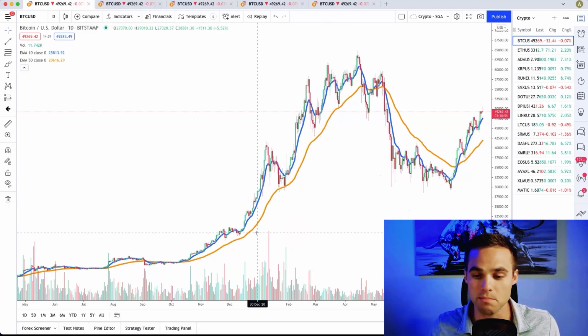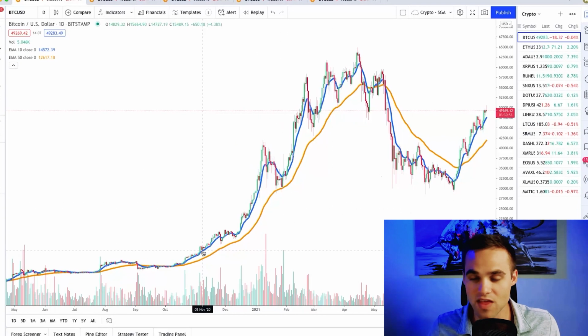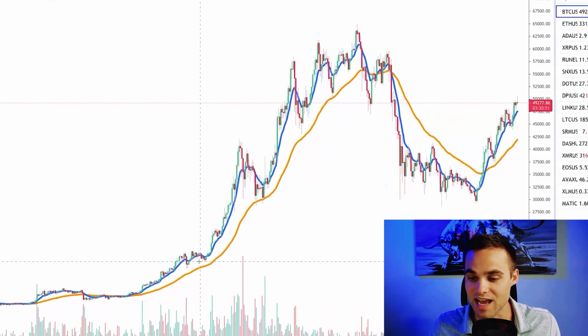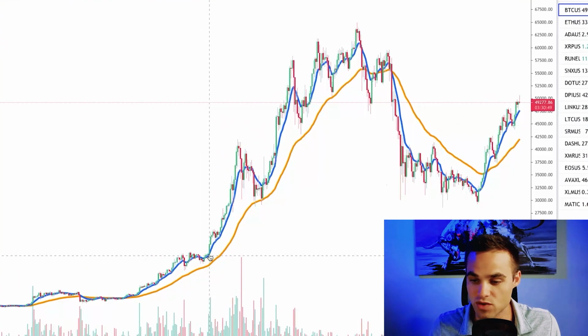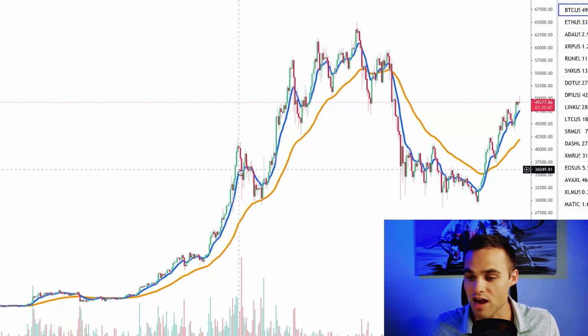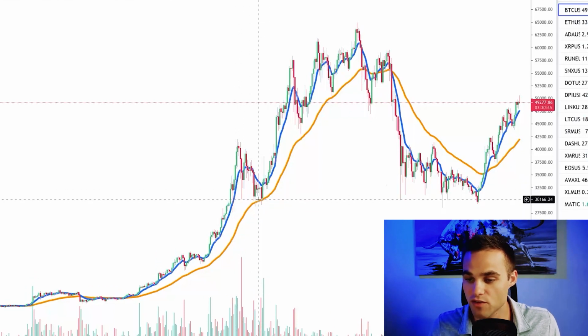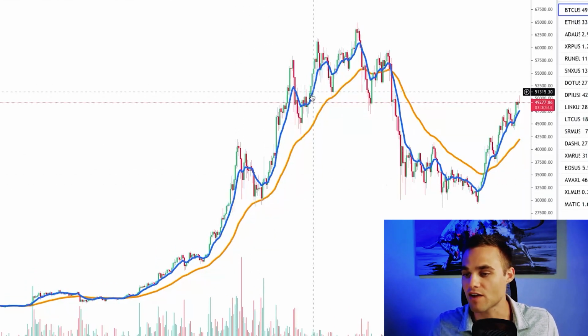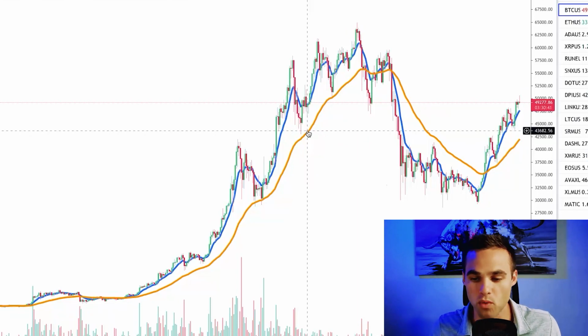Now, a couple things about moving averages. You can see that a lot of the times moving averages act as like a support and resistance. You can see that price kind of bounces off. You saw it bounce down here to the 50 moving average. It bounces off. So it kind of acts as like a dynamic support and resistance.